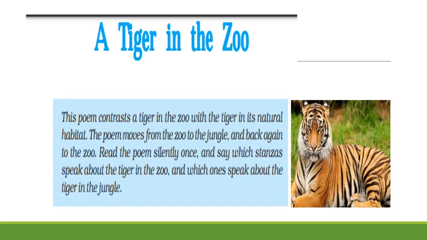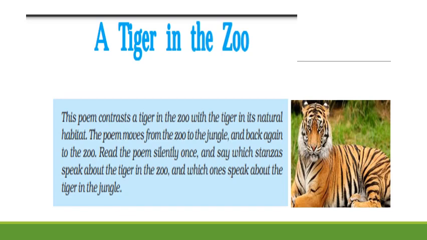A Tiger in the Zoo. This poem contrasts a tiger in the zoo with the tiger in its natural habitat. The poem moves from the zoo to the jungle and back again to the zoo. Read the poem silently once and say which stanzas speak about the tiger in the zoo and which ones speak about the tiger in the jungle.